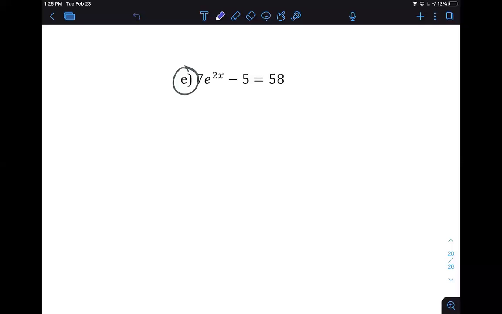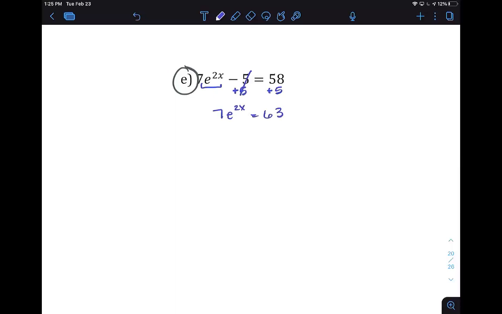Okay, so 7e^(2x) minus 5 equals 58. We want to get that base in the exponent part by itself. So how are we going to get this e^(2x) by itself? What do we need to do? Let's add the 5. So 7e^(2x) equals 63.